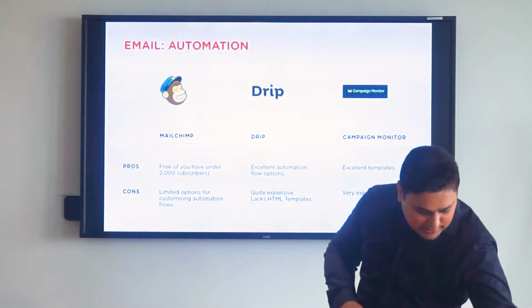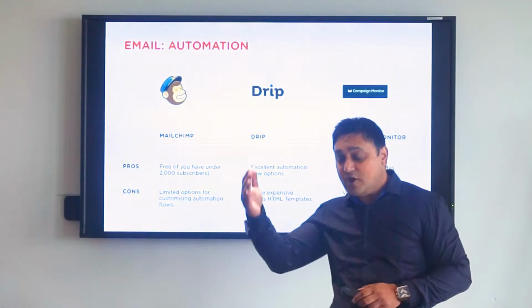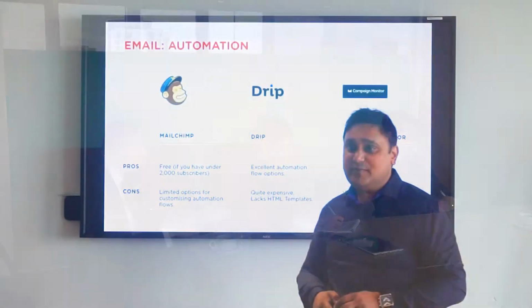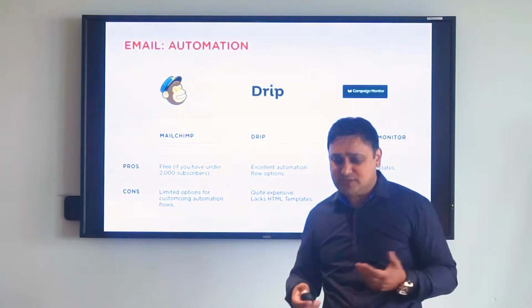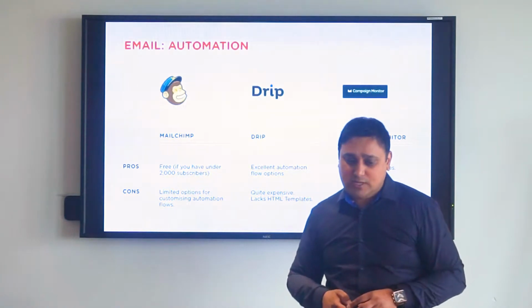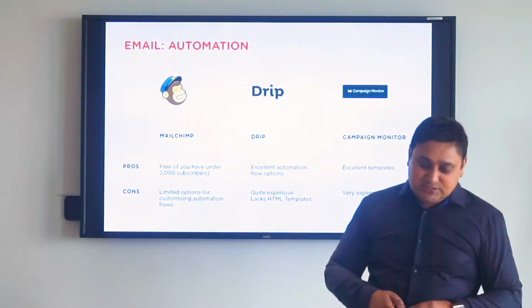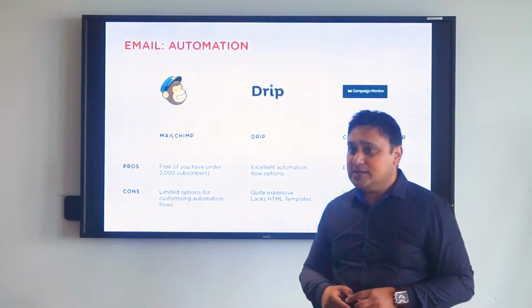Campaign Monitor is also pretty good, probably at the higher end of email automation software. It's got some really excellent templates, but for most SMEs it's probably outside of their price range. I can't remember what the price range is, but it's definitely 2, 3, 4 times more expensive than Drip or MailChimp.